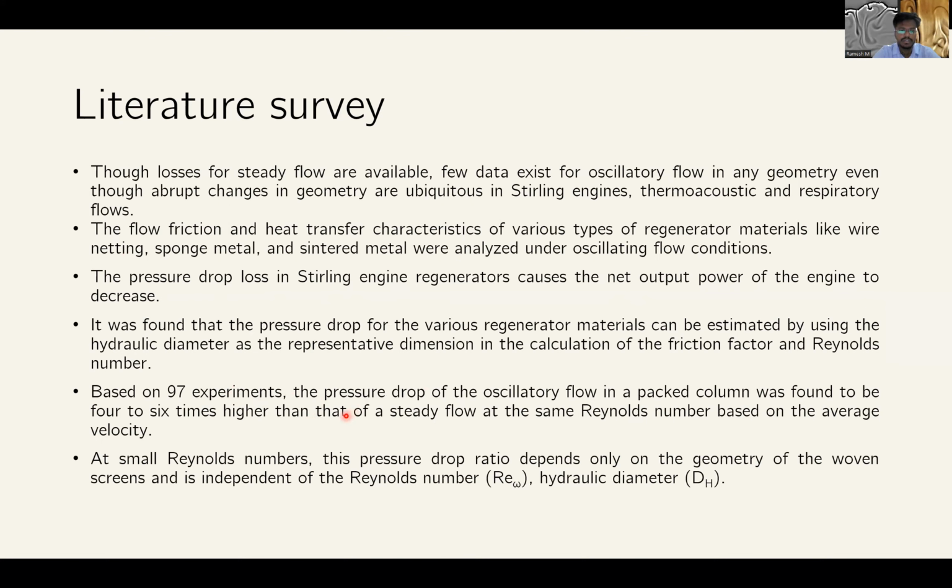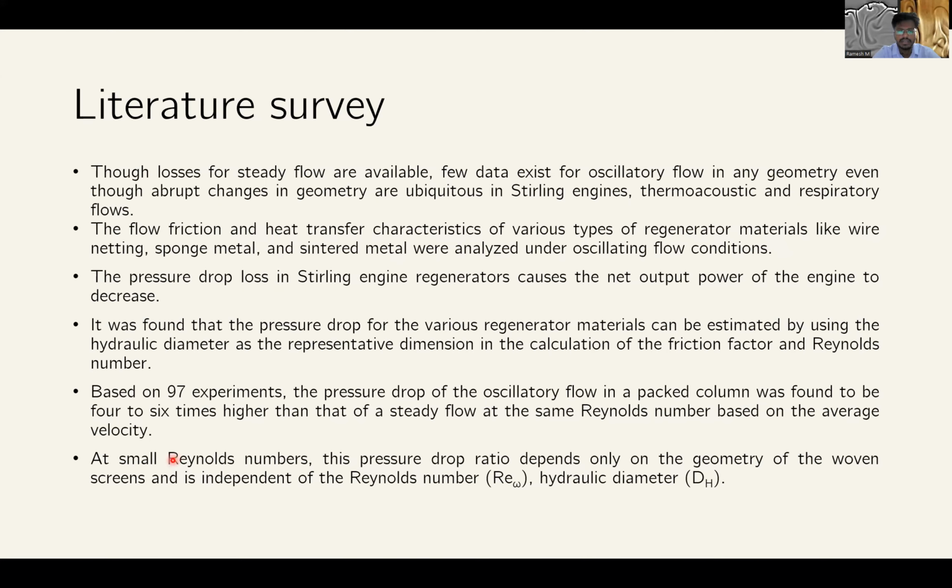A few other people came and did a series of experiments, and based on those experiments, they did a pressure drop analysis of the oscillatory flow in packed columns, and found that these values are 4 to 6 times higher than the values they got from the steady flow assumption. Since they are very far off, we have to gather more data to measure it and improve its efficiency.